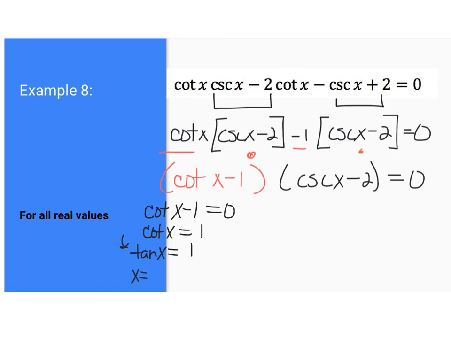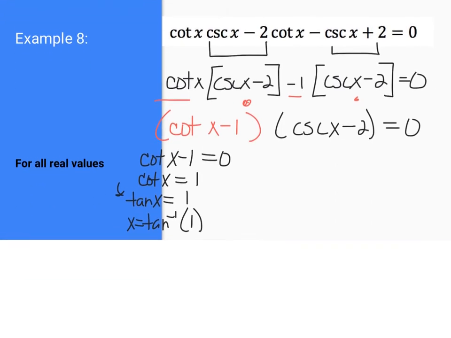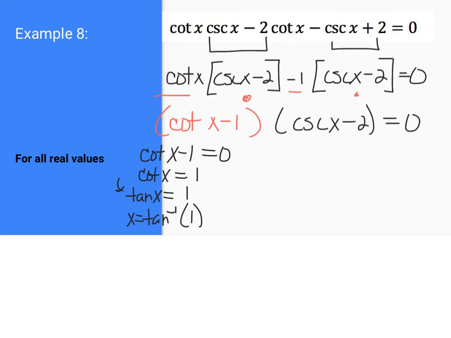So now we're going to take inverse tangent of 1, and we're going to look on the unit circle to see where our inverse tangent is equal to 1. Again, this would be the y over the x. That's going to happen in quadrant 1, and it's going to happen in quadrant 3, so those are 180 degrees apart. So our first answer is pi over 4 plus pi k.